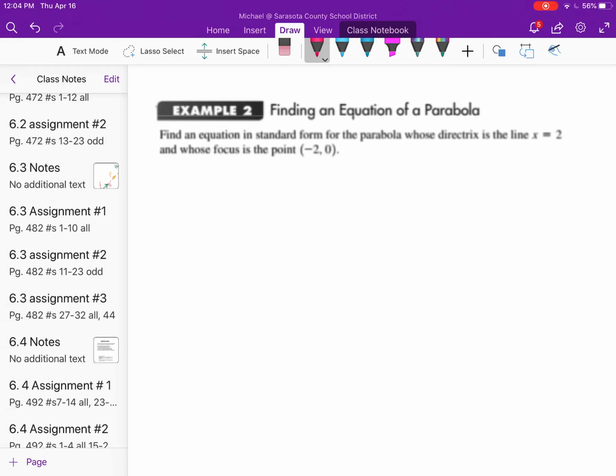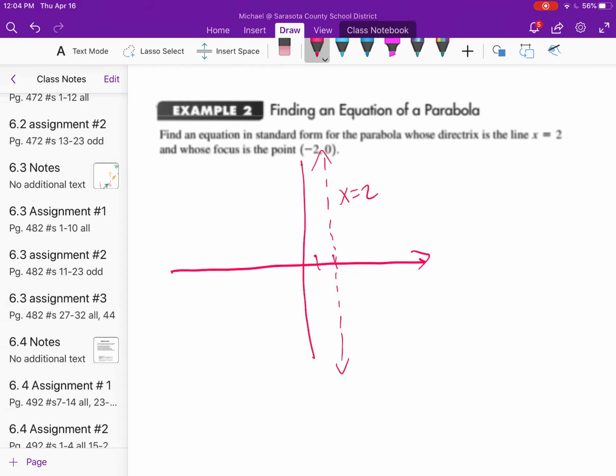So it says find an equation, and it wants us to put it in standard form for the parabola whose directrix is the line x equals 2. So x equals 2 is that line in which every x value is 2. And then it says that it has a focus at -2, 0. So here's our focus at -2, 0.